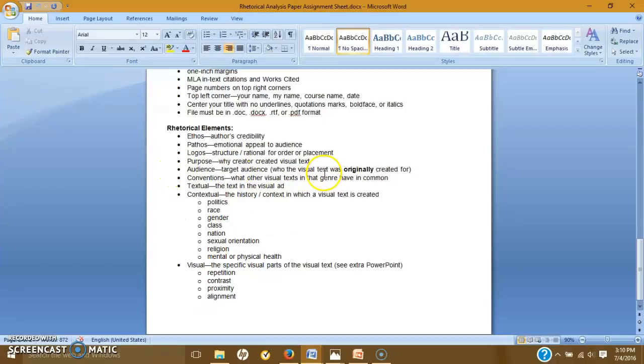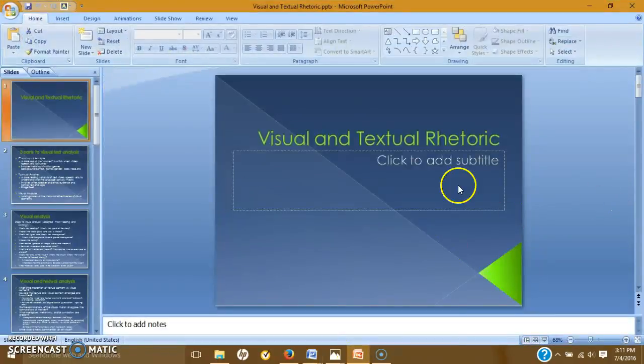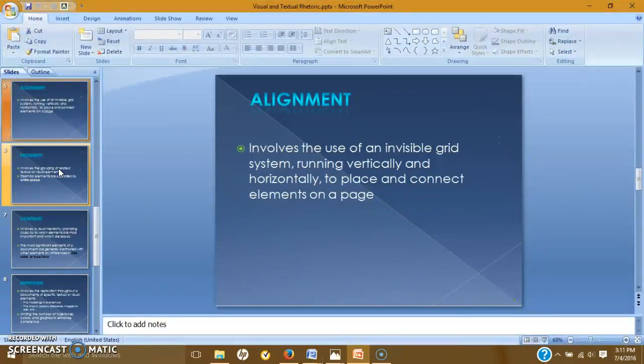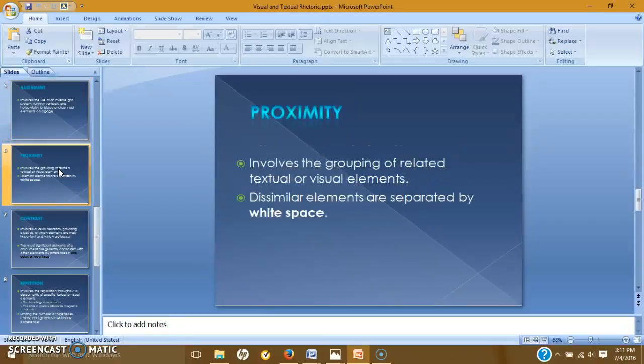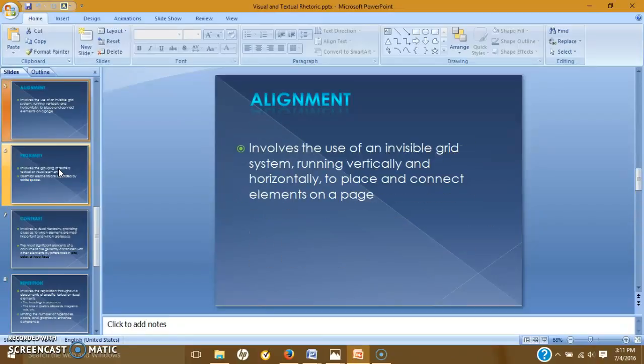Audience, this is the target audience who originally viewed the movie poster, so you need to look at year and where the movie posters were published or where you would see them. Conventions, we'll talk about that because that's kind of hard to wrap your mind around. And then textual is easy, just what text is in the ad. Context is what was going on at the time in terms of all of these things. There are more, but these are the ones that are kind of the most important. And then visual, these 4 things. I have, again, created a PowerPoint that goes through these 4 main things, and I want you to use this language in your paper to demonstrate that you understand this language, okay?